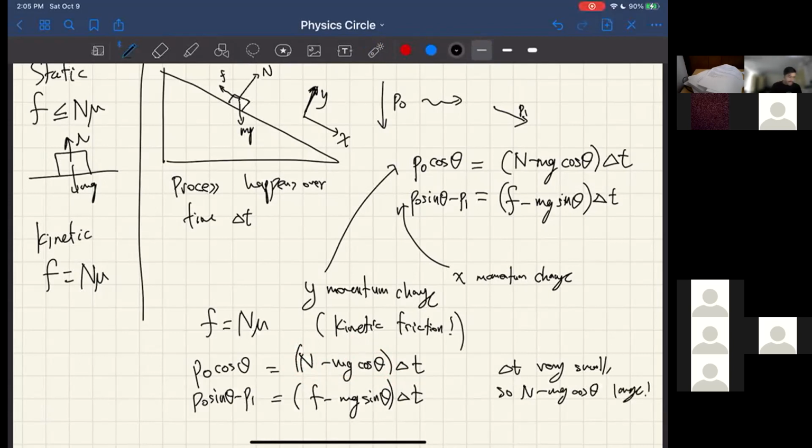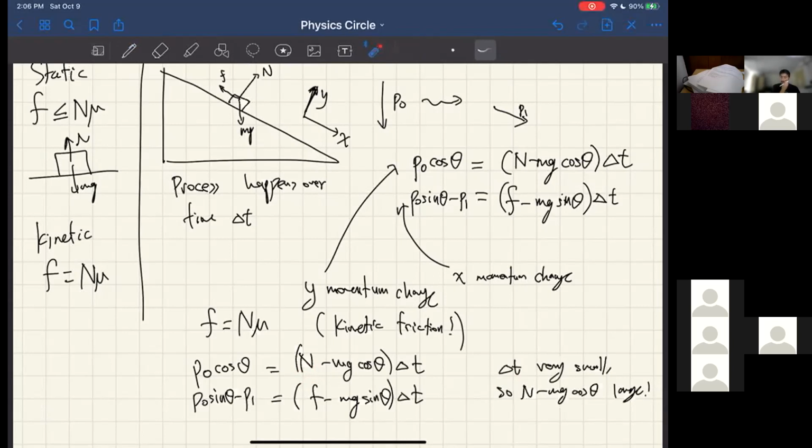But if you think about it, mg cos theta is always a finite number. Excuse me, a bounded number. It's just mg, at most mg. And mg acting over a very small time delta t is negligible. But since N could be really huge, normal forces are things that can be very large.